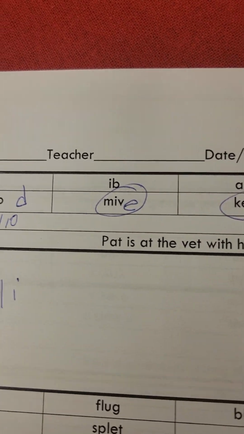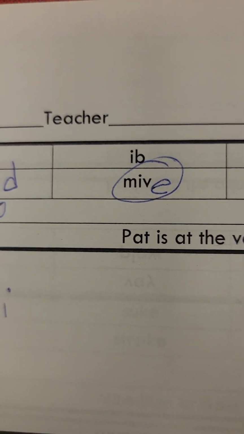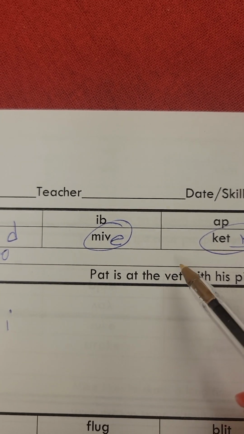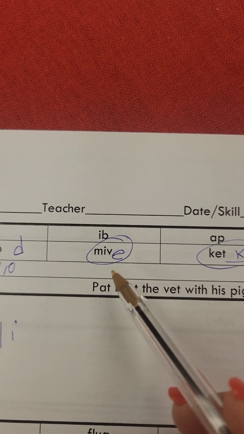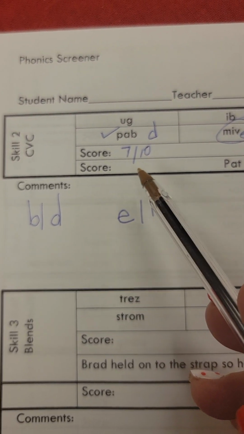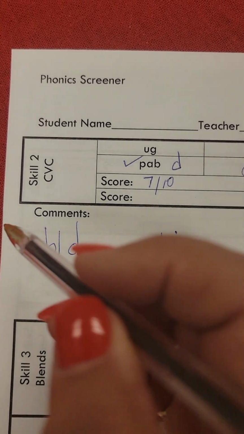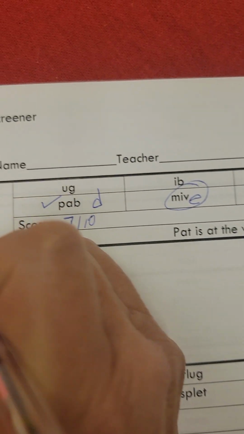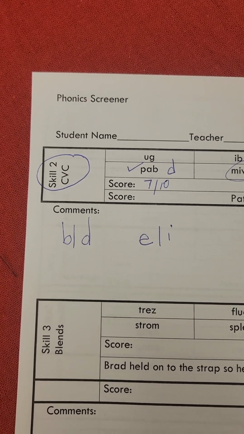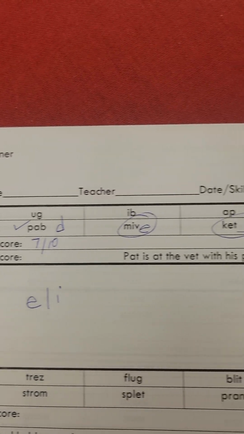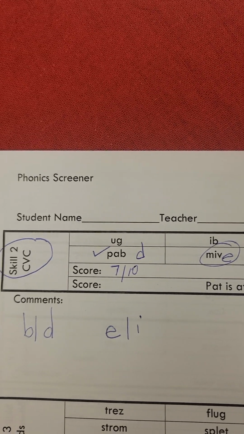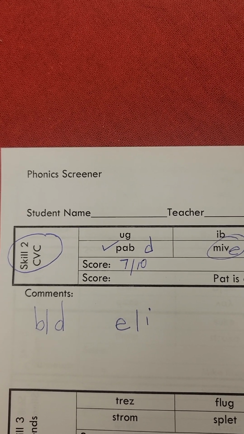Same thing with if they said ip instead of ib, write the P down. So you'd write the P, and then now we know they're mixing up B and P sound, but they still know, so I wouldn't count that off. Okay, since they had 7 out of 10, I would stop at that point and I would circle that we need instruction on skill 2, consonant, vowel, consonant. I'm not going to continue testing because this is where we are. Remember, we're only grading them on this section on whether they know that it's a short vowel sound or not.